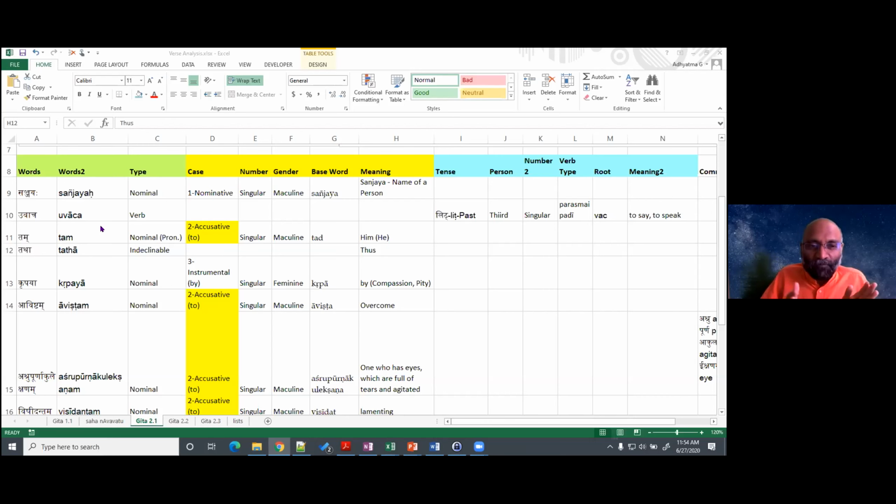So between the main dialogue, there is a further dialogue between Sanjaya and Dhritarashtra. And when Sanjaya is narrating, then he is narrating the dialogue between Lord Krishna and Arjuna. So it is like a nested thing. And that's a very common way of describing things in Sanskrit.